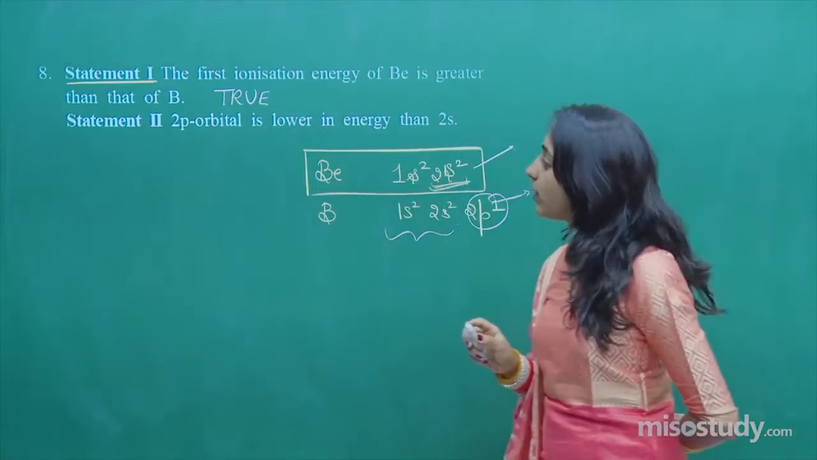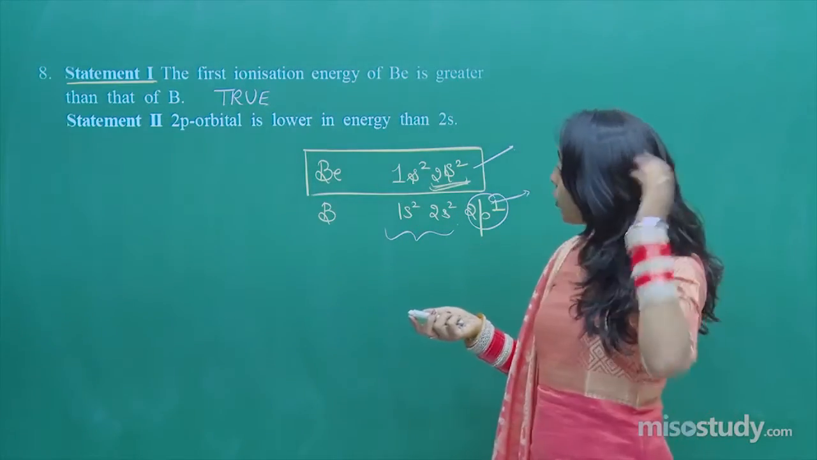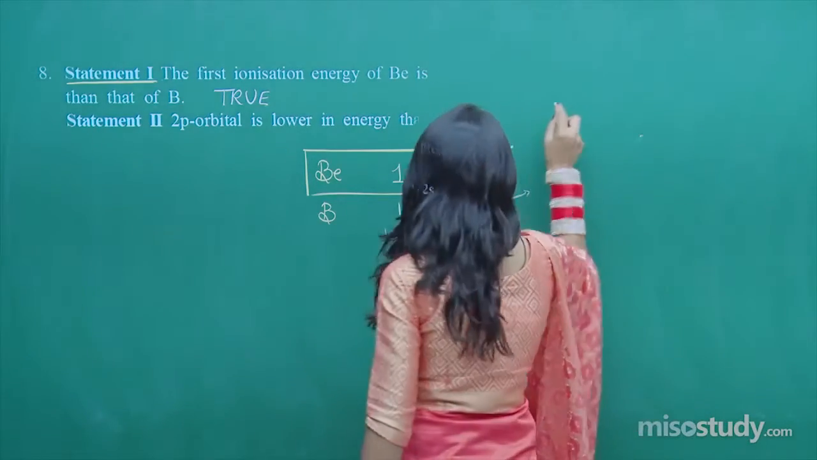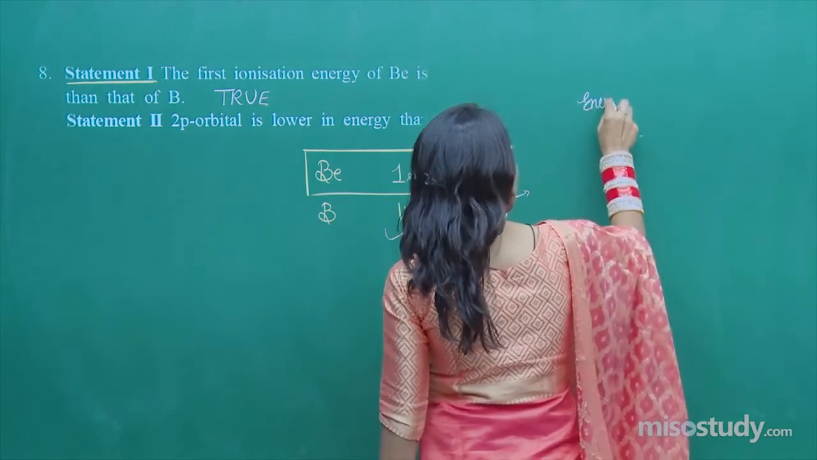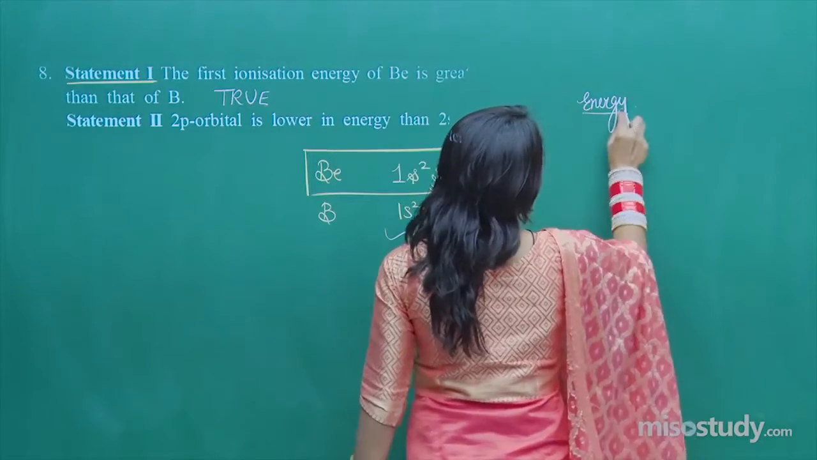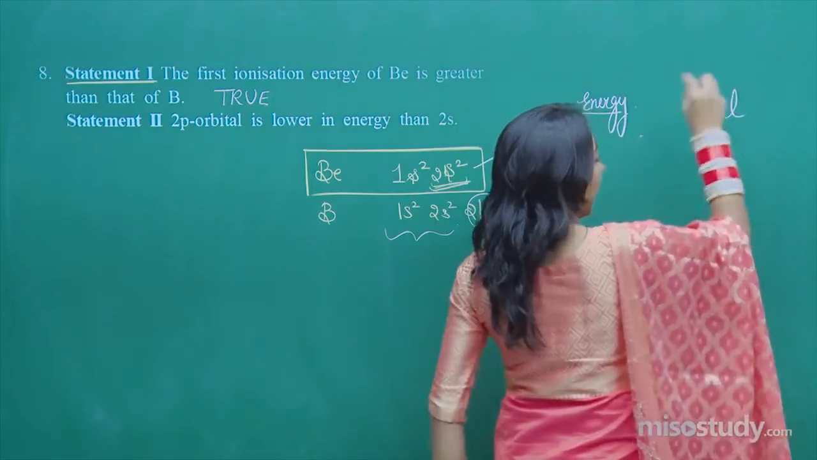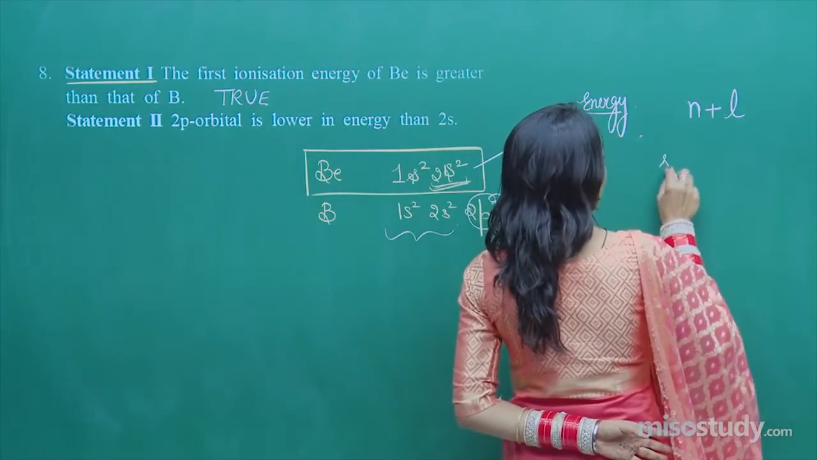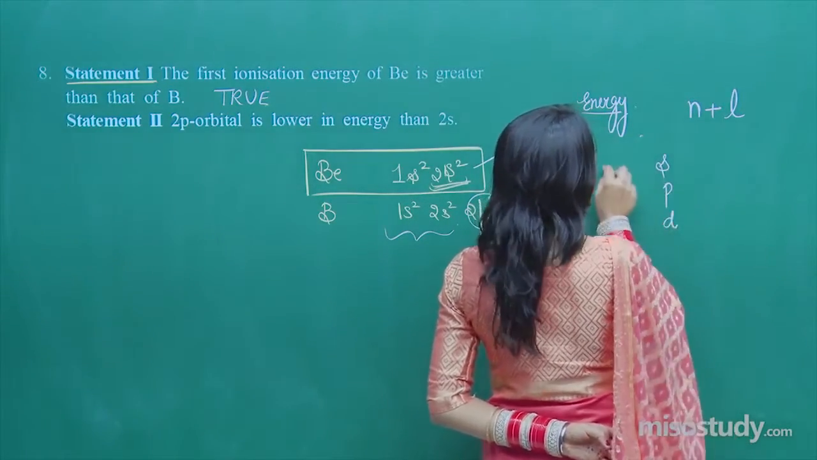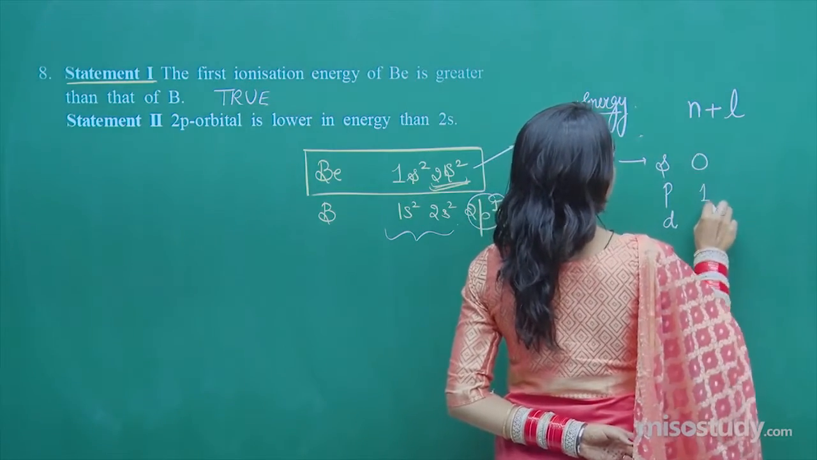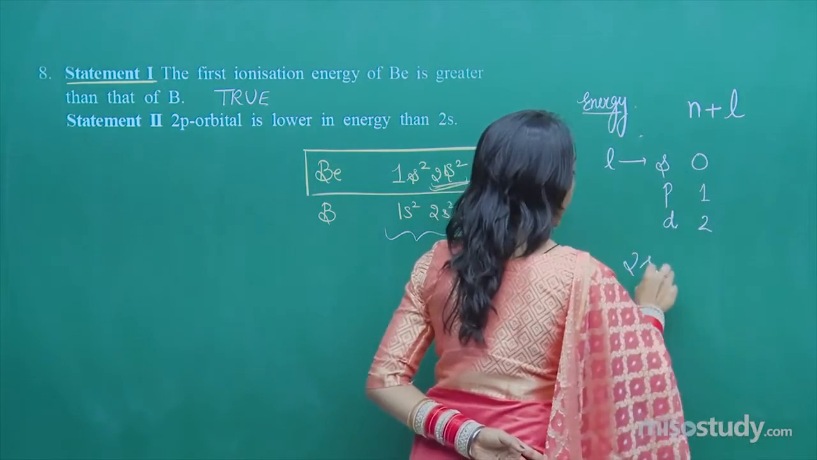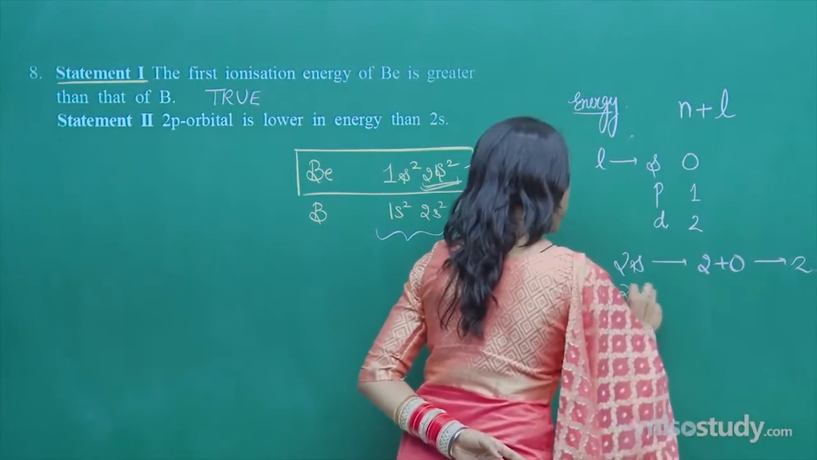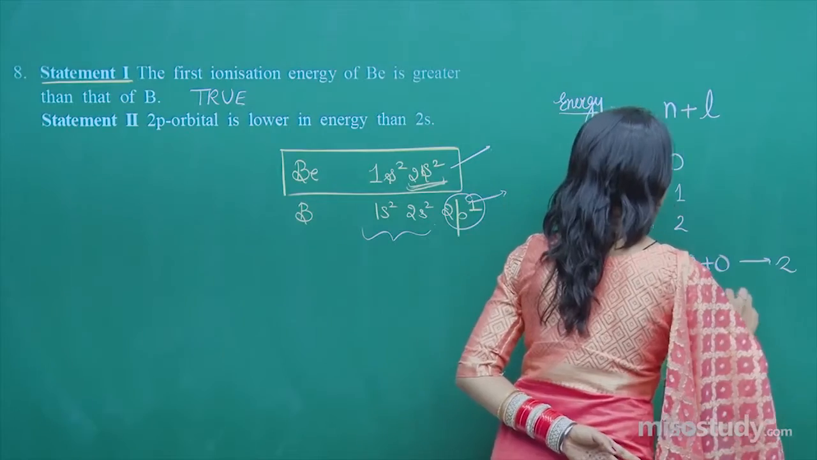Moving on to the next statement, 2p orbital is lower in energy than 2s orbital. This is a wrong statement. See, the energy of an orbital is given by the n plus l rule, right? We have studied it in atomic structure. If I write s, p, d, the l value will be 0, 1, 2. So if I write 2s, it will be 2 plus 0, that is 2. And if I write 2p, it will be 2 plus 1, that is 3.